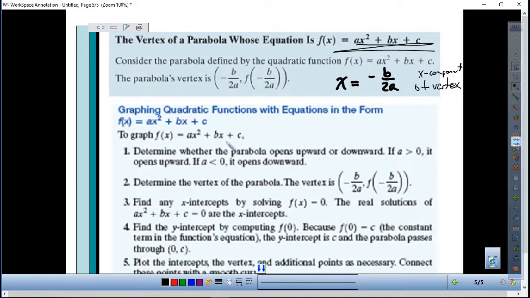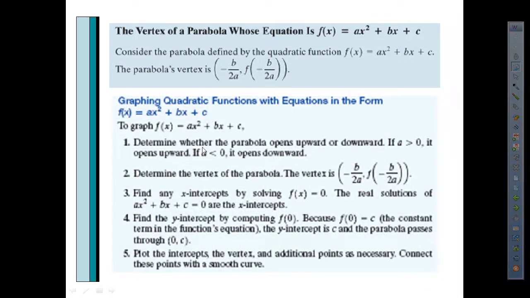All right, now to graph that, and this is kind of hard to see, sorry about that, you're going to determine whether the parabola opens up or down by looking at A. Remember, A here is exactly the same A in standard form. So if A is positive, it opens upward. If A is negative, it opens downward. If A is 0, it's not a parabola. Then you're going to determine the vertex of the parabola using these equations right here. Find the negative b over 2a to find the x component. Then plug that x component into the original function to get the y component.